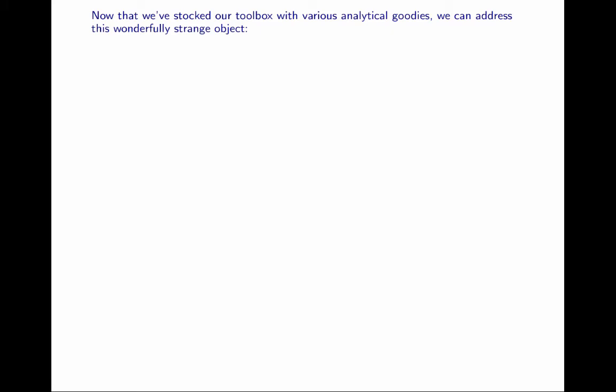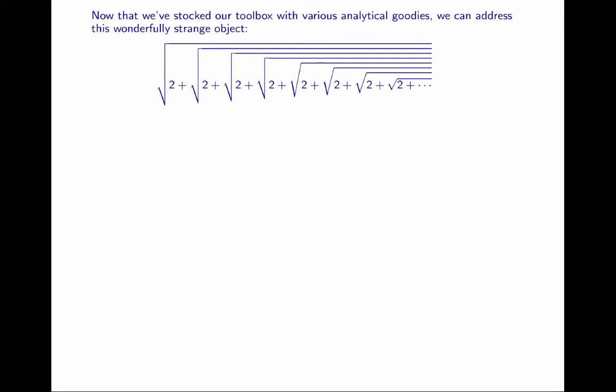Now that we've stocked our toolbox with various analytical goodies, we can address this wonderfully strange object. Hopefully, you recognize the shape of this object as something similar to what you've seen before. We've seen a weird thing that looked like this, but instead of 2's, there were ones. So what is that object above? Is it a number? Is it a bird? Is it a plane? Is it infinity? Or perhaps beyond?